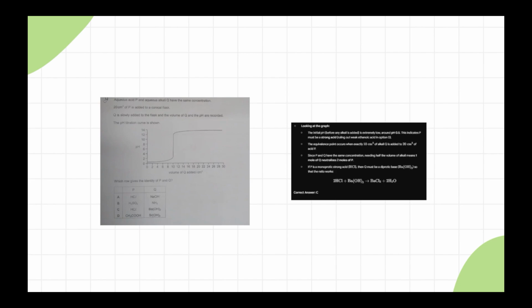The equivalence point occurs when exactly 10 cm³ of alkali Q is added to 20 cm³ of acid P. Since P and Q have the same concentration, needing half the volume of alkali means 1 mole of Q neutralizes 2 moles of P. If P is a monoprotic strong acid like HCl, then Q must be the dihydroxide Ba(OH)2, so that 2HCl + Ba(OH)2 → BaCl2 + 2H2O. So the correct answer is C.